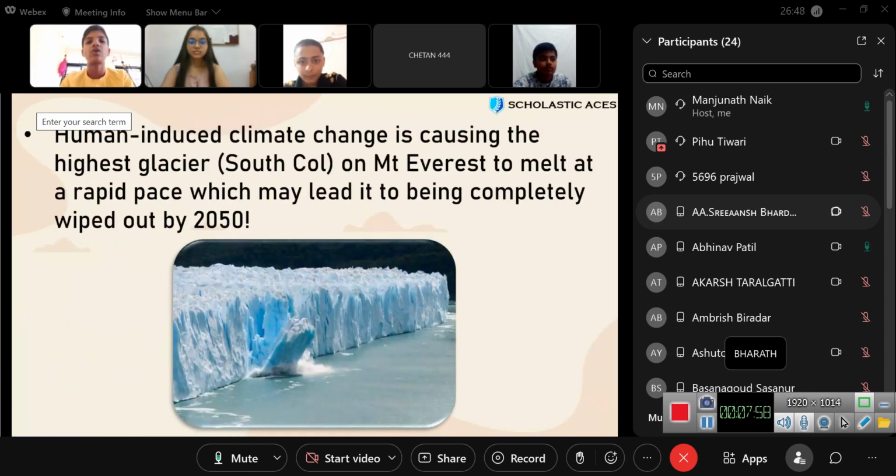Human-induced climate change is causing the highest glacier, which is South Col, on Mount Everest to melt at a rapid pace, which may lead it to being completely wiped out by 2050.